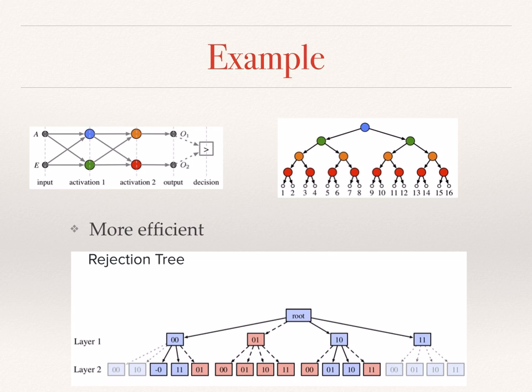And our data structure takes advantage of the fact that all neurons at the same layer of the neural network are independent of each other. So the activation patterns at a layer do not have an ordering. They can be considered in any order.